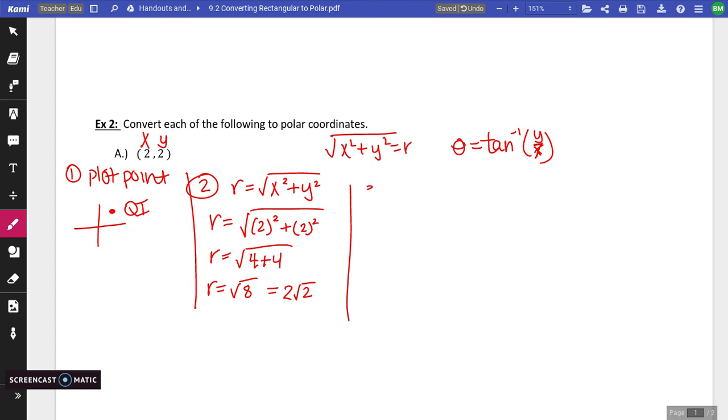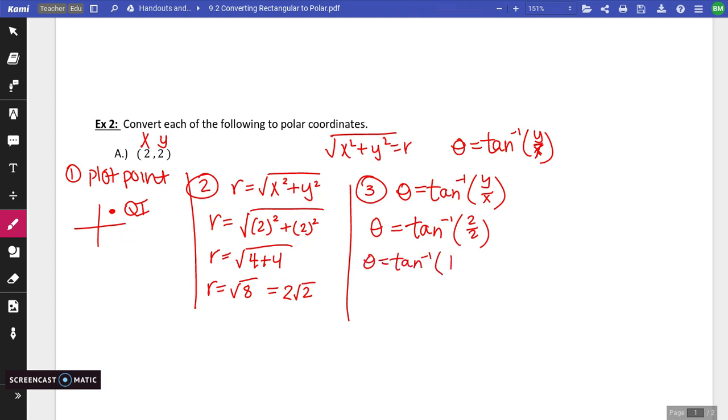We also need theta. This is the trickier one. So theta equals the inverse tangent of y over x. When I plug that in, I have inverse tangent of 2 over 2, which is inverse tangent of 1. 2 over 2 is equal to 1. This is something from the unit circle. You're thinking to yourself, what angle has a tangent equal to 1? From the unit circle, the first angle that has that is 45 degrees.